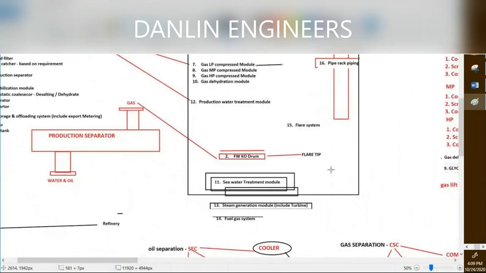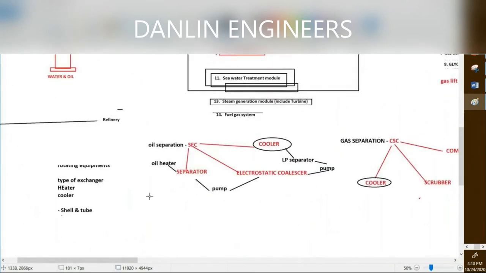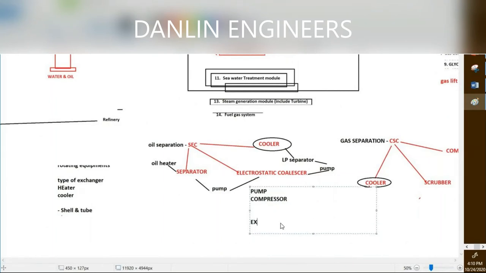Okay. So now, from the stress point of view, we have to learn how to do the analysis for the pump. The pump is rotating equipment. Rotating equipment means pump, and then the compressor will also come into the picture. Then exchangers, which are static: cooler, reboiler, oil heater. We can say reboiler or heater based on the requirement. These are all exchangers that will come into the picture.